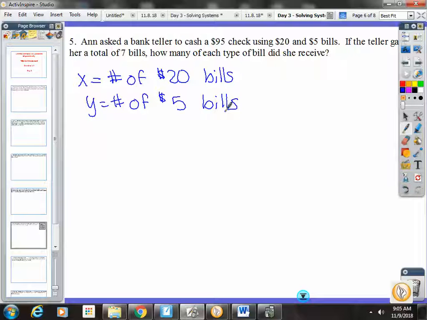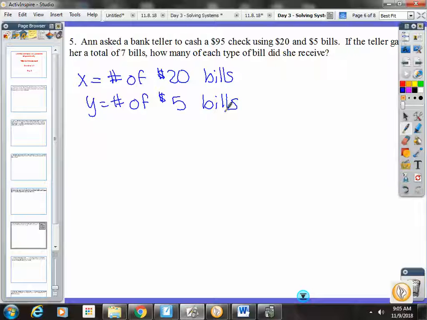In this particular problem, could I have switched that? Could I let x be the number of 5s and y be the number of 20s? Yes. Absolutely. Now, if there's a situation where we have an independent or dependent variable, we do need to be specific and use the correct variables. But in this case, it didn't matter.